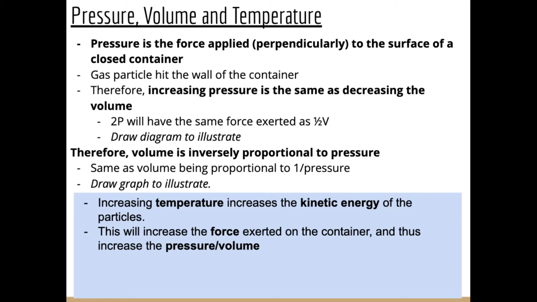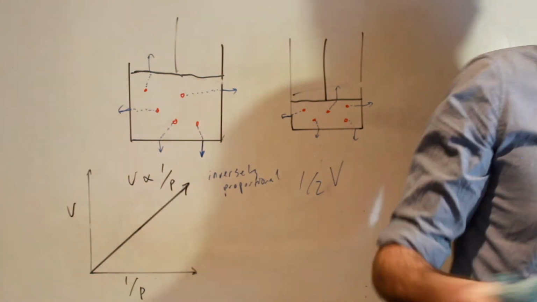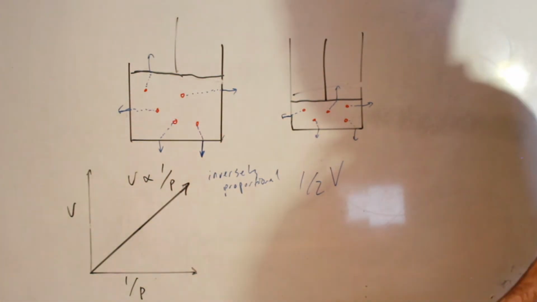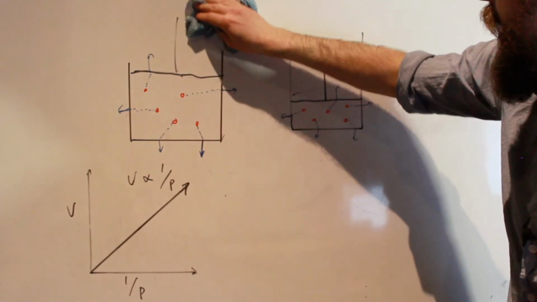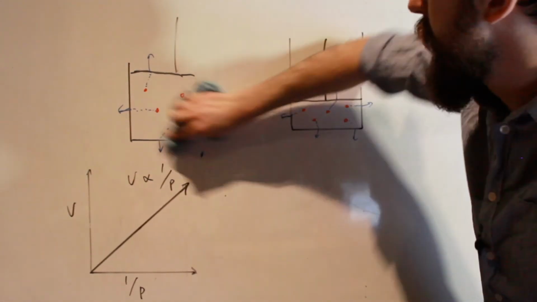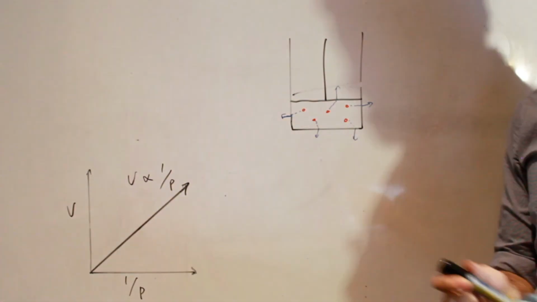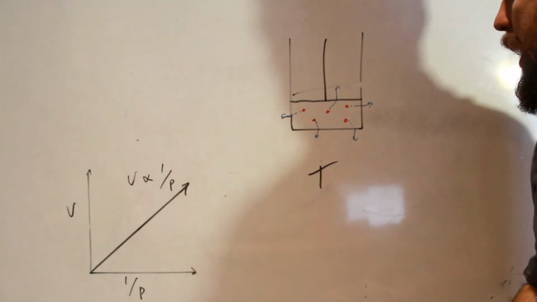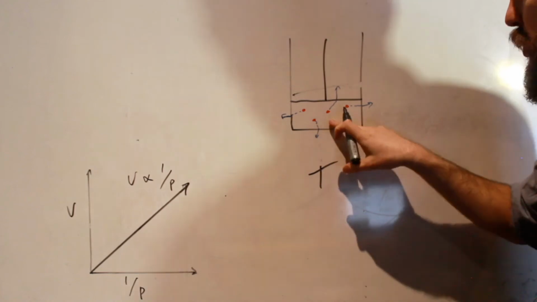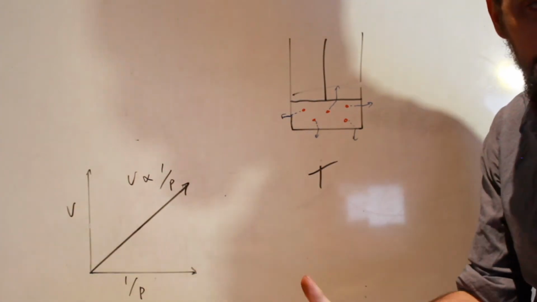So you could look at them as two different things. Increasing the force will increase the pressure. Increasing the force could also increase the volume. Let's draw some diagrams to illustrate that. Let's say that I've now got this container and I'm going to erase this container. This has a certain temperature T. Now, if I were to increase the temperature, I would make these particles move faster.